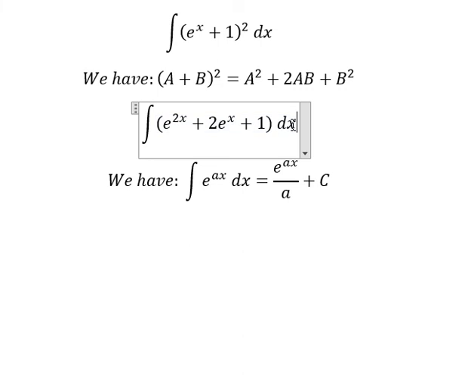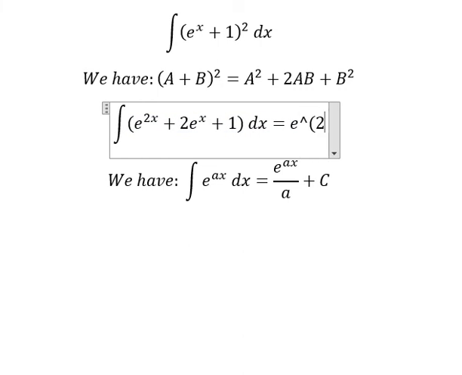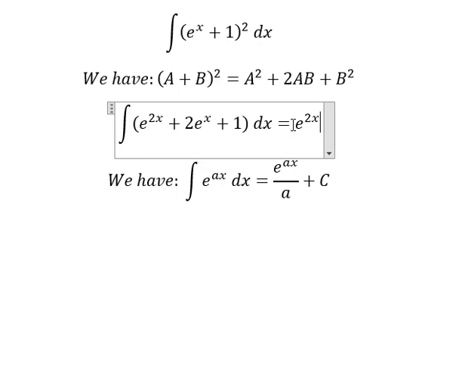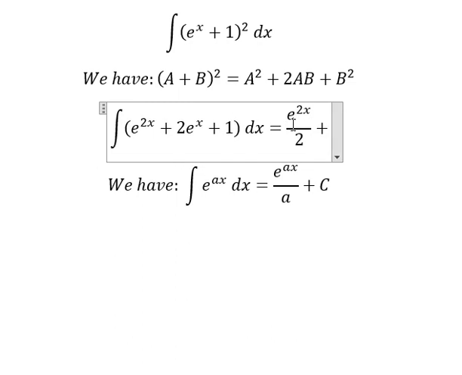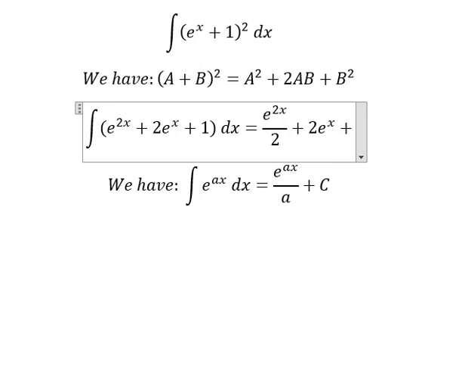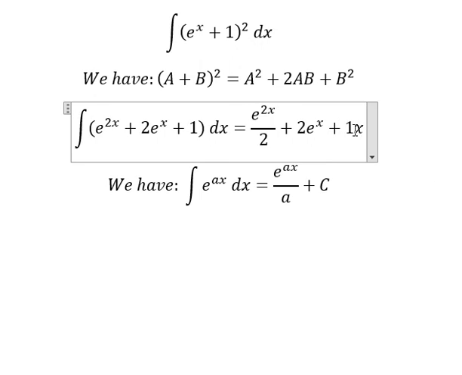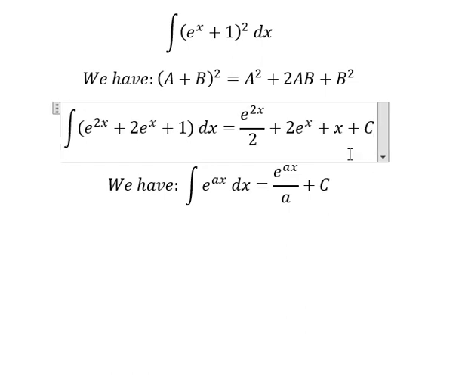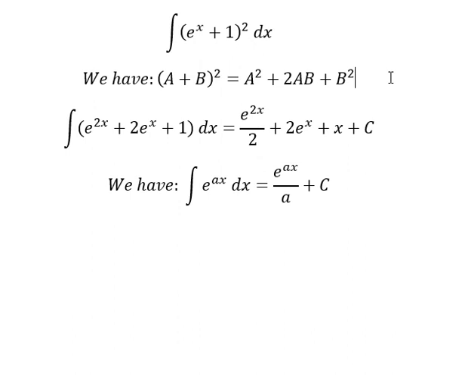So we will have e^(2s) over 2, and we have 2e^s. About the constant, you got about 1s. So because 1 multiplied by s, you got s. So we can write like this, and we put c. That's about the constant. This is the end.